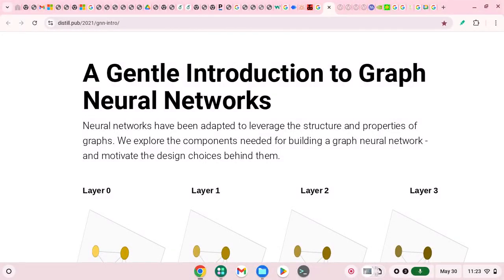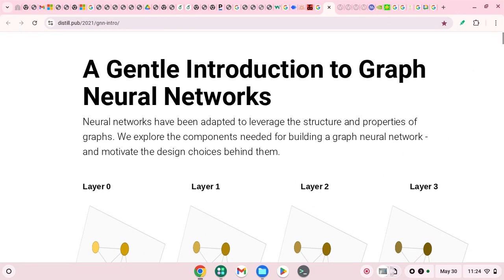Hi to all. So in this video, we see a general introduction to graph neural networks. This blog is beautifully written and I couldn't hesitate to make a video on this.